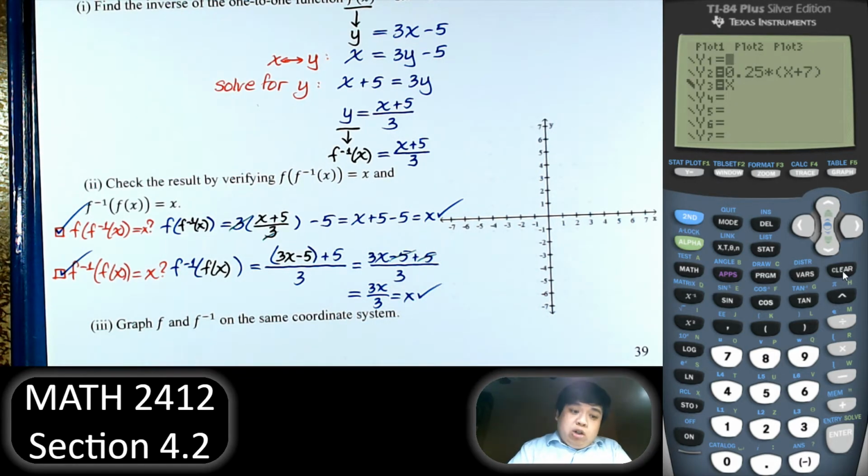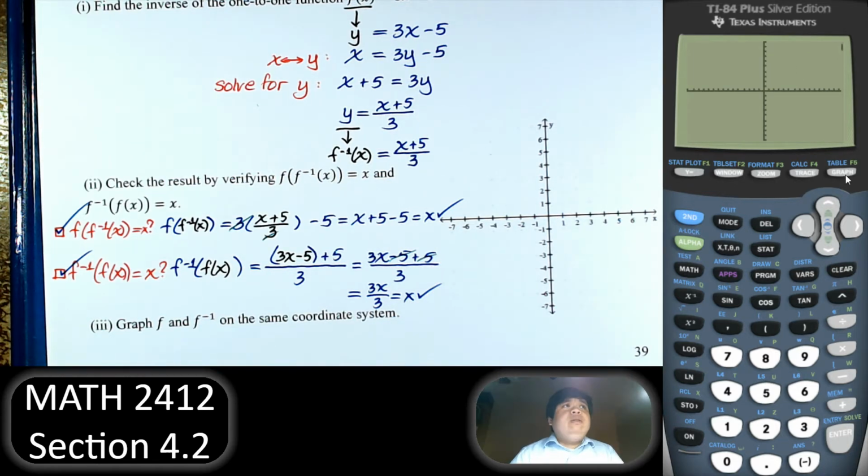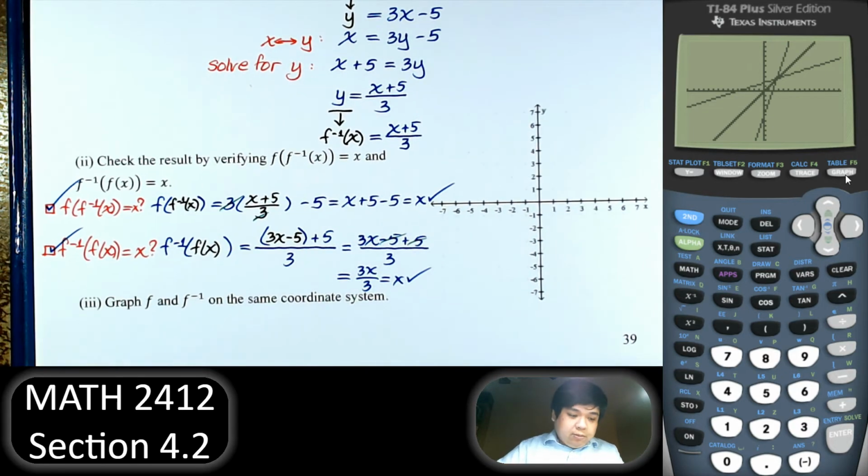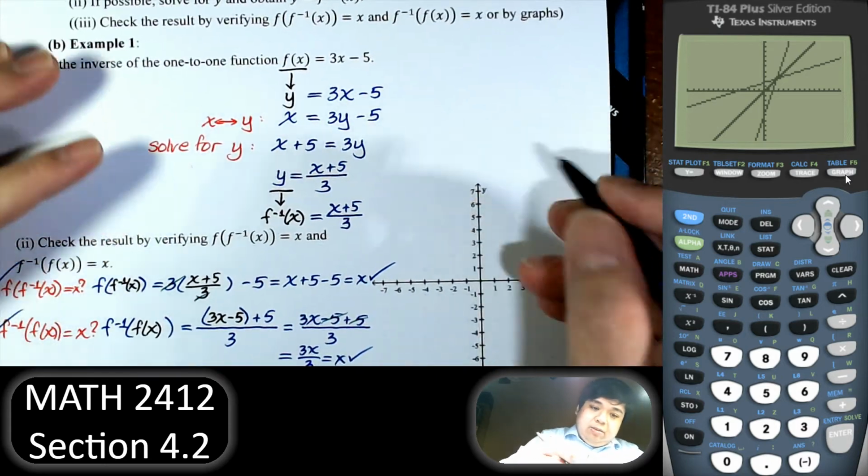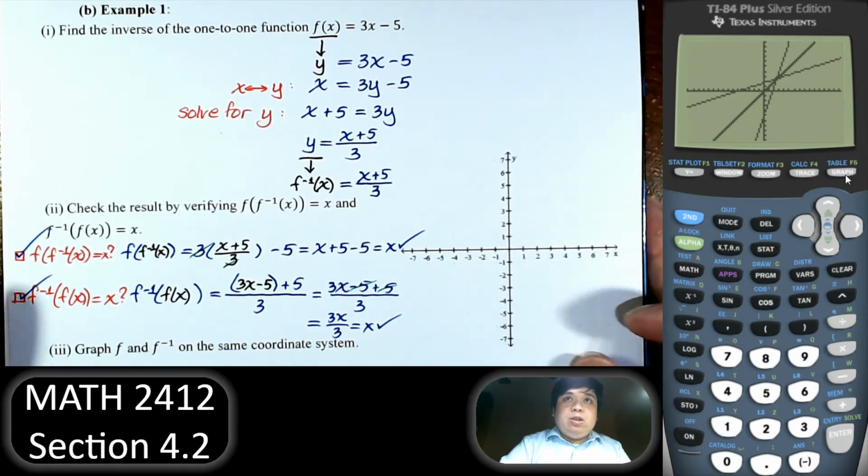So the first function is 3x minus 5. And the second function, x plus 5 divided by 3. If we look at the graph, indeed they are symmetric on the line y equal to x. Right, so if we want to graph them, now let's focus on the graph.